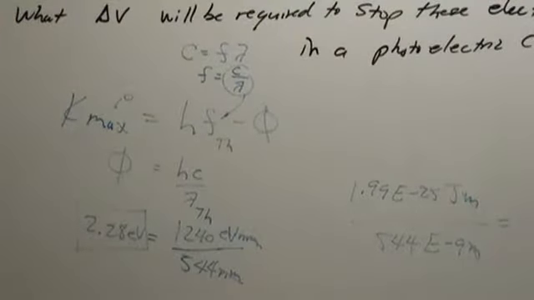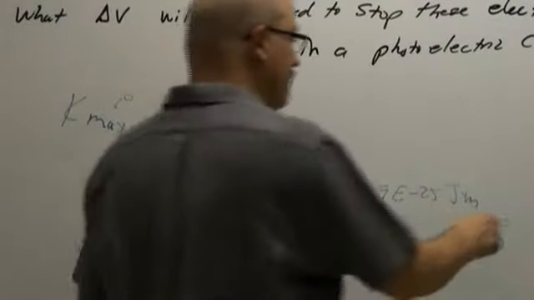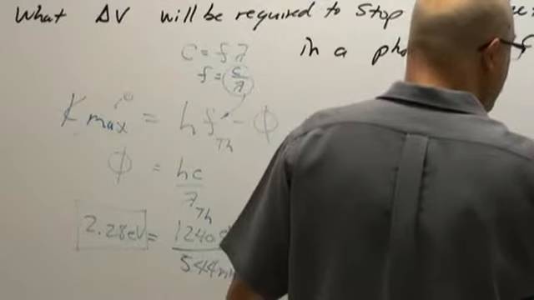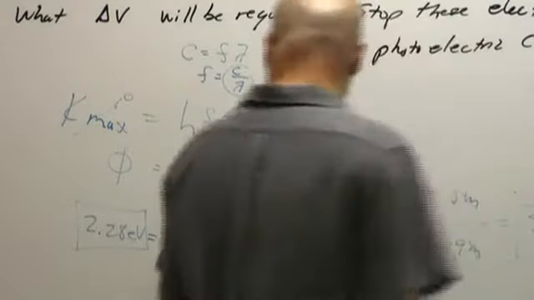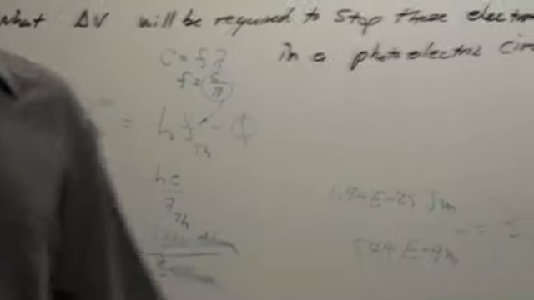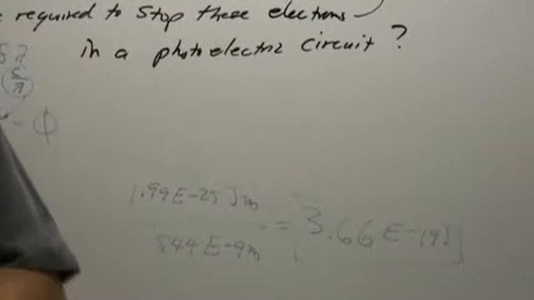Did anybody do that? Me. You did? Colin, what'd you get, Colin? 3.6 e to the negative 19 joules. Okay. Which answer is correct? The answer is both of them are, as long as you put your units on.